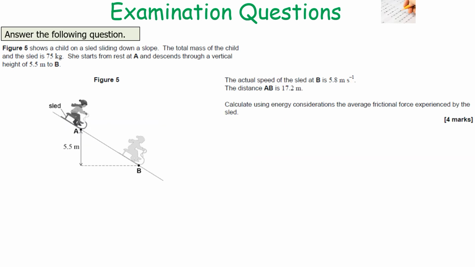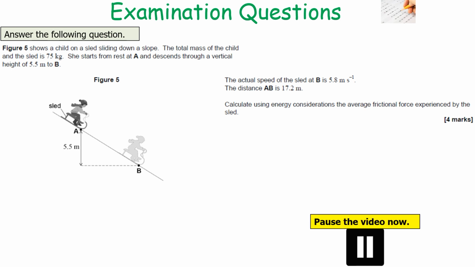The next question says the actual speed of the sled at B is 5.8 meters per second. The distance AB is 17.2 meters. Calculate using energy considerations the average frictional force experienced by the sled. So pause the video now, then unpause the video when you want to go through your answer.